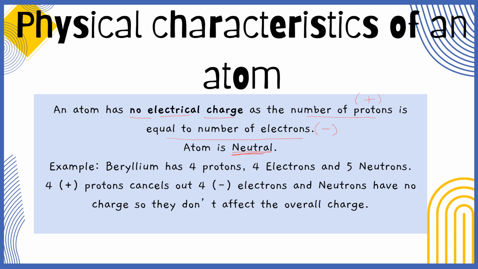For example, consider beryllium. It has 4 protons, that is 4 positive charge, 4 electrons, that is 4 negative charge, and 5 neutrons. Neutrons are neutral, okay? So 4 positive cancel out 4 negative electrons, and neutrons have no charge, so they don't affect the overall charge. So positive cancels negative and neutrons have no charge. Hence, beryllium is a neutral atom.